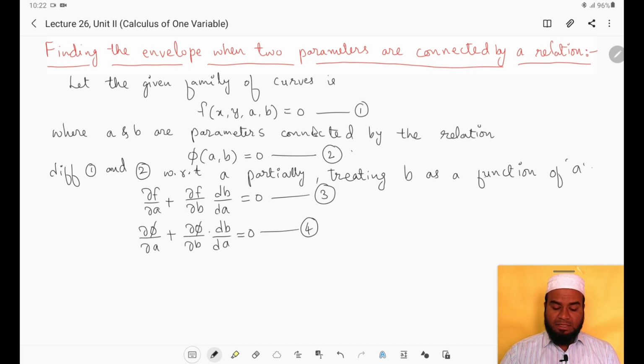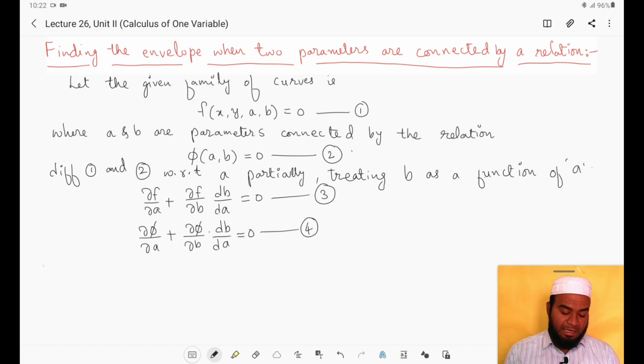So how many equations are there? Totally now 1, 2, 3, 4 equations are there. For finding the envelope, what we have to eliminate here? For finding the envelope, we have to eliminate the parameters a, b and db by da.